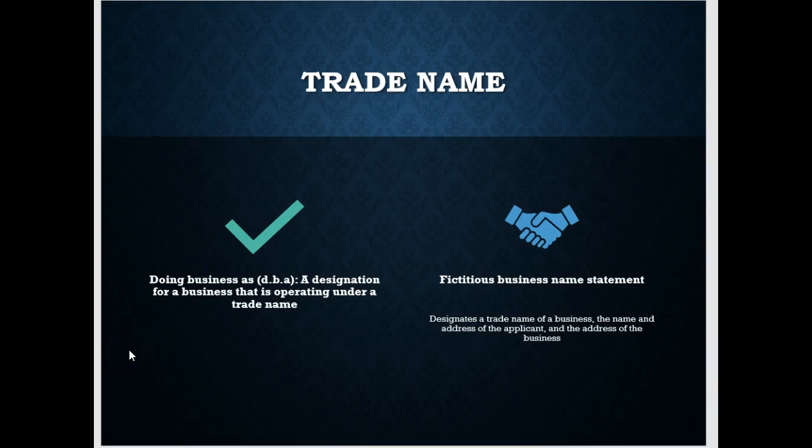So what is this trade name thing anyways? Well, it's doing business as, just like we said about Bob. His name is Bob Smith, but he decides to do business as Bob's Bakery. I mean, he thought it sounded better than just saying Bob Smith on top of the shop, right? So it's a designation for business that's operating under what they call a trade name. And this fictitious business name statement, it may be the name and address of the applicant, and there might be a separate business. But it just helps the government to identify the business and the owner.